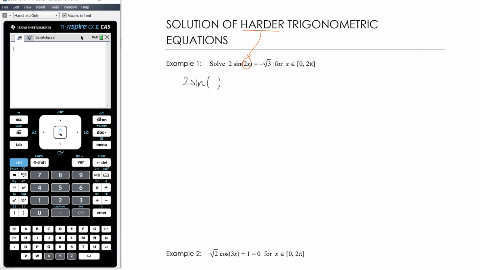So we've essentially got 2 times sine of something equals negative root 3. I'm just going to call that something A, okay? So this is exactly the sort of equation we were solving in the last video, a simple trig equation. So the first step we want to do is make sure that we get the sine part of the function on its own. So we have sine of something equal to a number. Right, then our next step is to work out our reference angle.